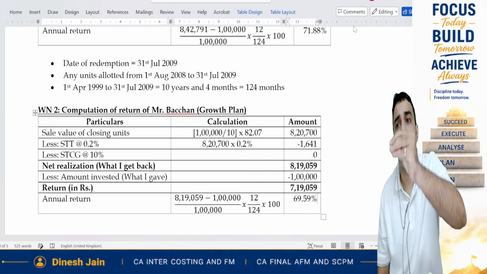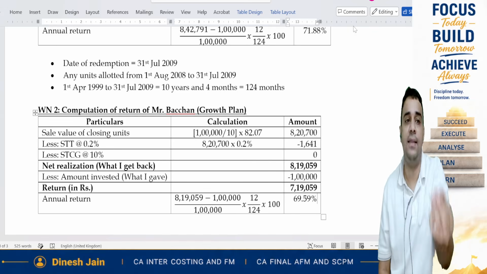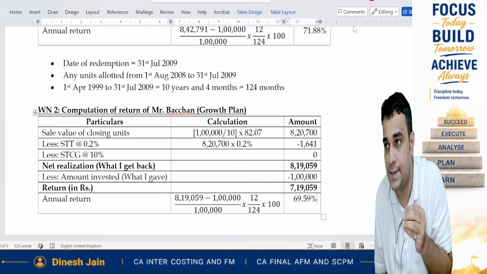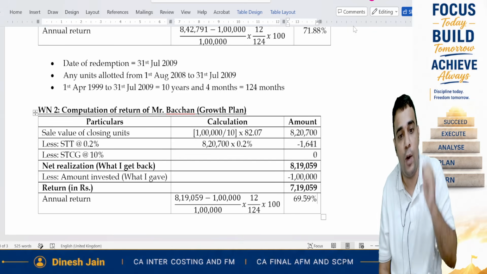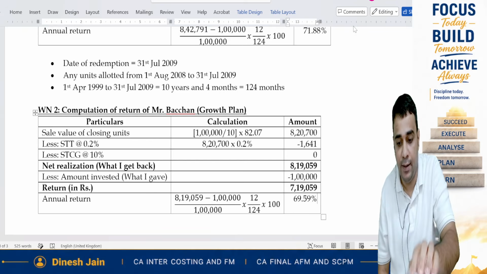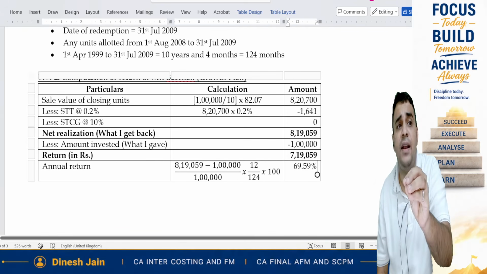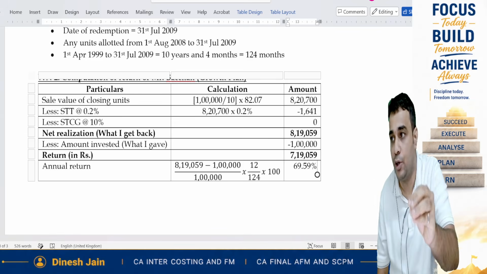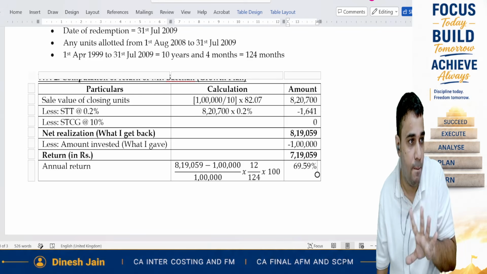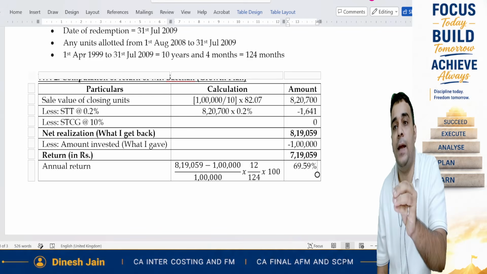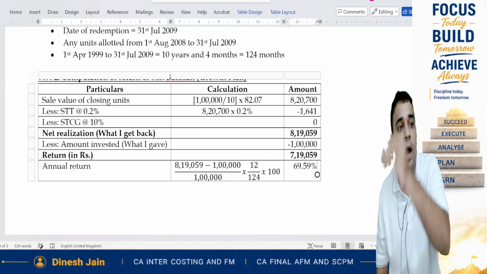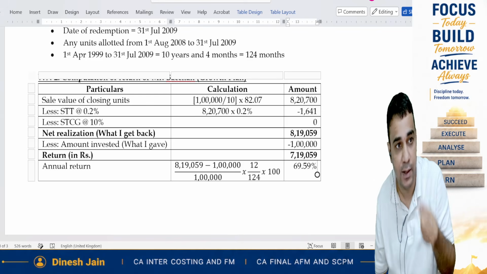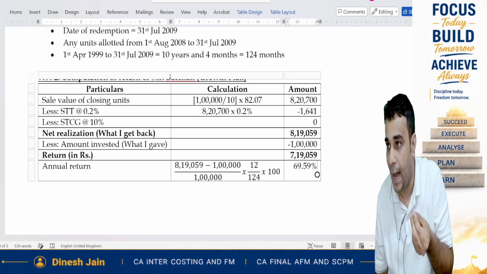If they give you the holding period return and the annual return, the balancing figure can be the period of holding. What is the balancing figure? Holding period return 700% equals 124 months. Just an example, okay? 700% equals 124 months. 69.59% equals 12. And what is the holding period? You get the holding period of 124 as the balancing figure.